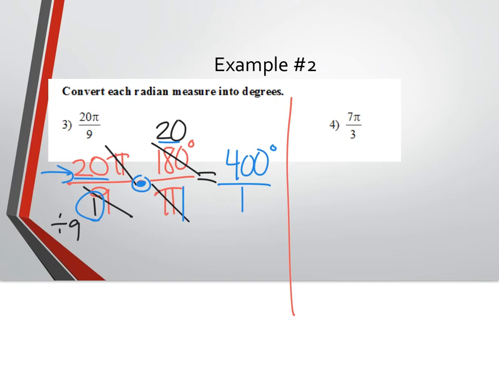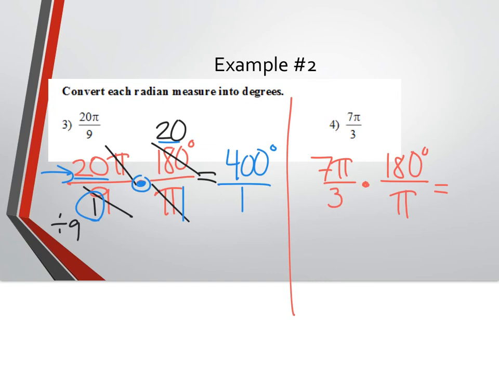Number 4. 7π over 3. Let's change that to degrees. So again, use the version that will wipe out that pi symbol. So if there's a pi in the top, we want pi in the bottom so that it wipes out. So that's the one we go with.